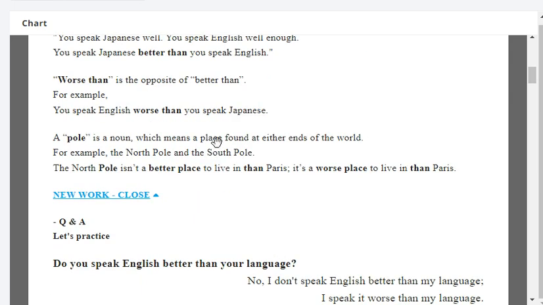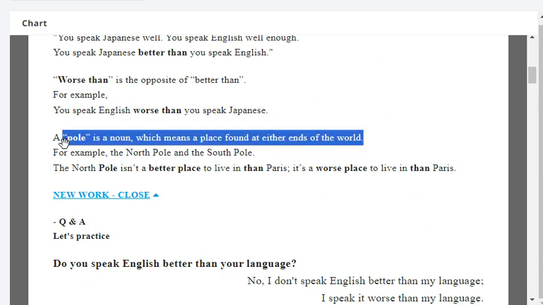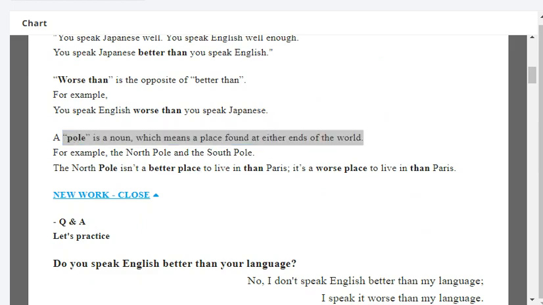Okay, so a pole is a noun, which means a place found on either end of the world. For example, the North Pole and the South Pole. The North Pole isn't a better place to live in than Paris. It's a worse place to live in than Paris.